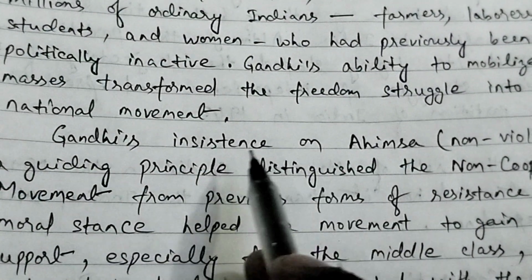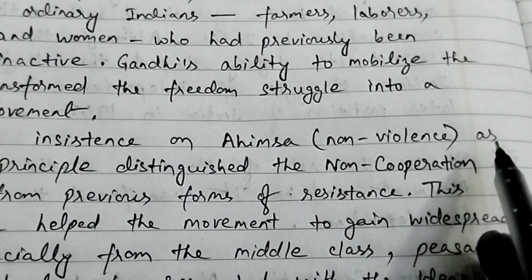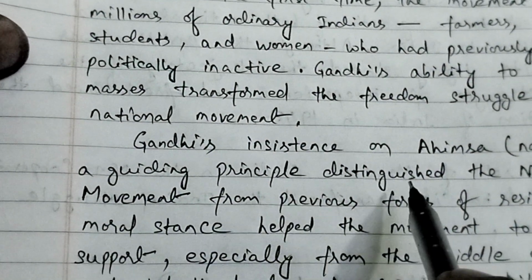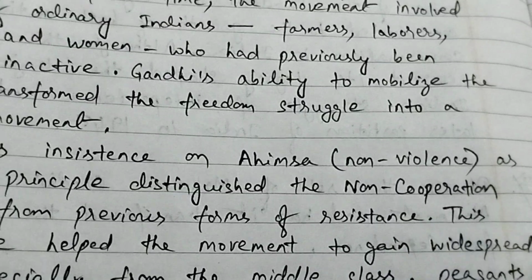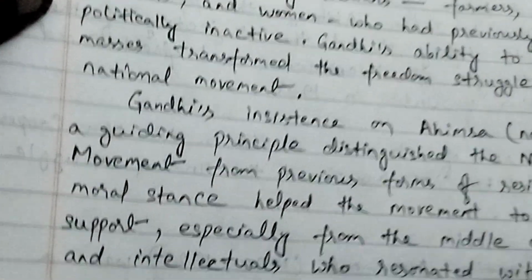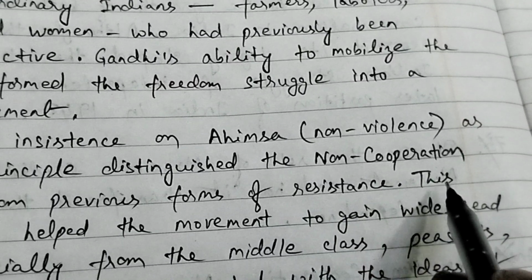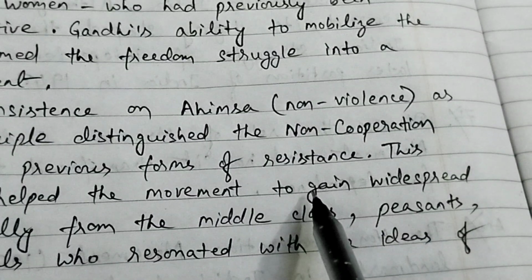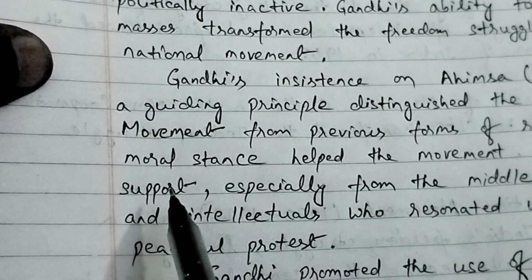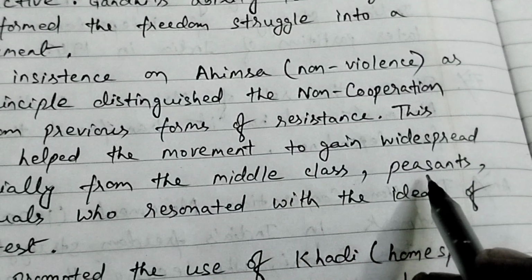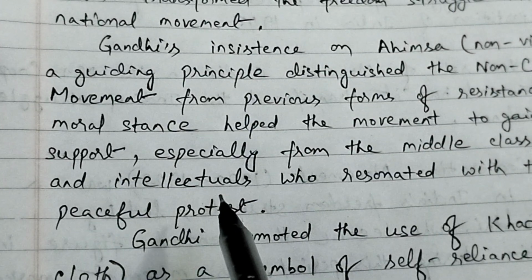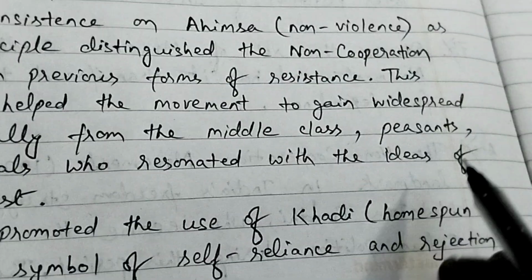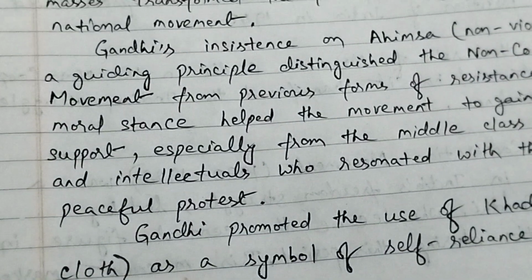Gandhi's insistence on ahimsa (non-violence) as a guiding principle distinguished the non-cooperation movement from previous forms of resistance. This moral stance helped the movement to gain widespread support, especially from the middle class, peasants, and intellectuals who resonated with the ideas of peaceful protest.